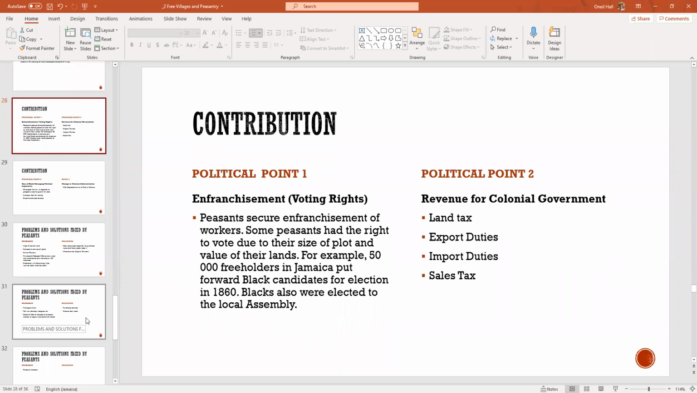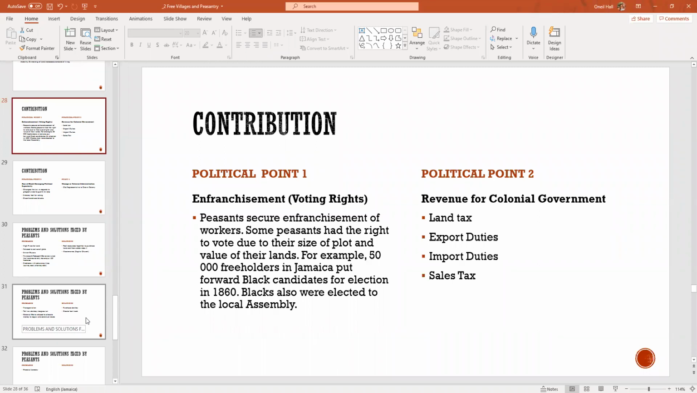Good. So in 1860, 50,000 freeholders, what they call peasants, who owned land, were able to vote, because back then the only way you could vote is if you owned land. And so they were able to have black candidates and they were able to be elected.